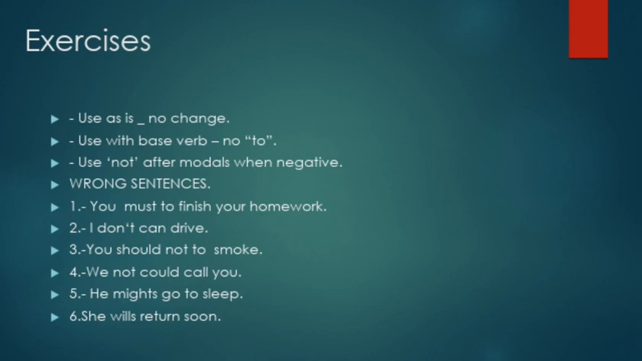Sentence number 6. They can to stay with us. What's wrong there? The incorrect word is to. We don't use to in this sentence. The correct sentence is they can stay with us, and we use rule number 2. Sentence number 7. We would not to arrive on time. What's wrong there? The incorrect word is to. We don't use to in this sentence. The correct sentence is we would not arrive on time.